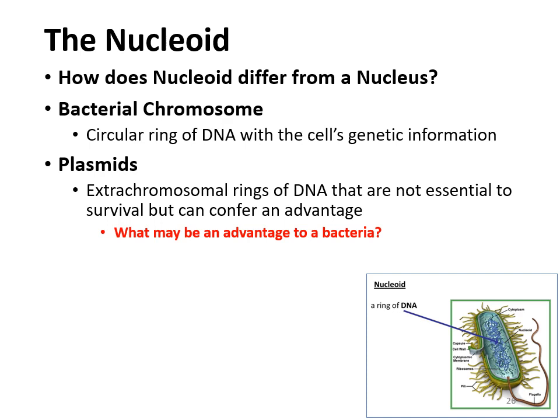So when we talk about antibiotic resistance in lab and in a later lecture, remember that bacteria get antibiotic resistance from plasmids, from genes on plasmids. Okay? So when I wrote what may be an advantage to a bacteria, the answer is antibiotic resistance.